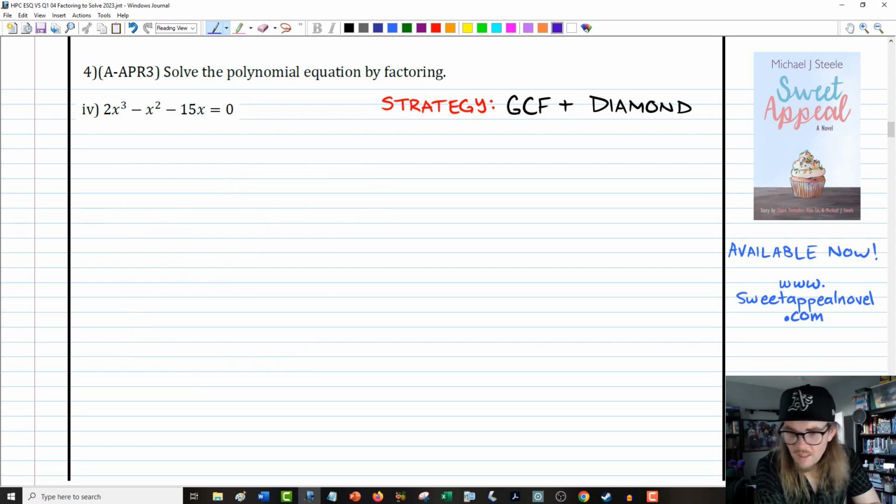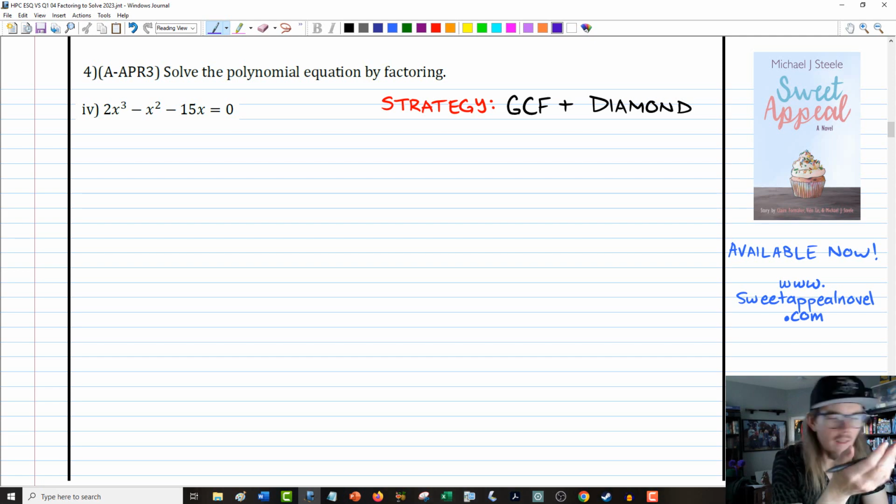And then finally, last but not least, we have question number 4. And for question number 4, the strategy I put up there is GCF plus Diamond. I think the Diamond part sort of stands out the most when you look at this for the first time. You just go, oh yeah, there's 3 terms. I'm sure it's going to be quadratic somehow.